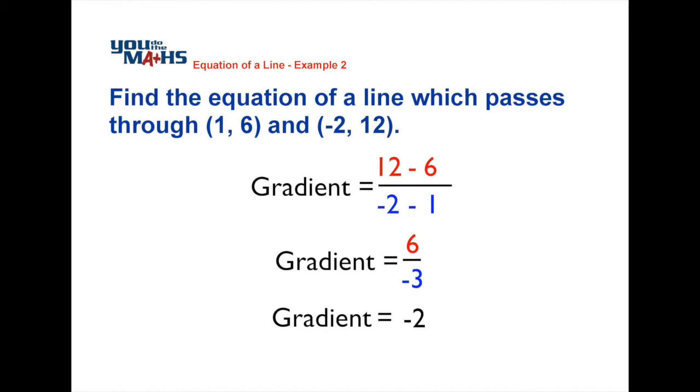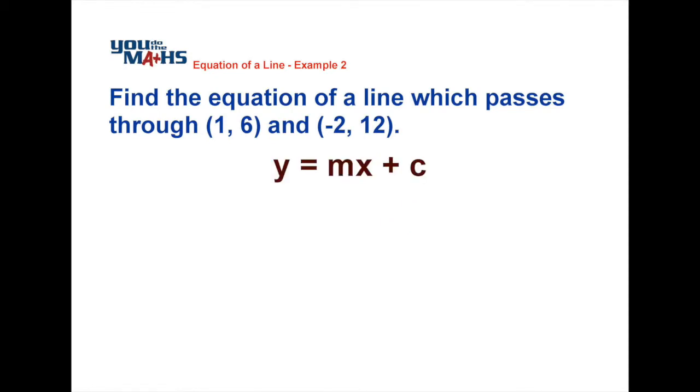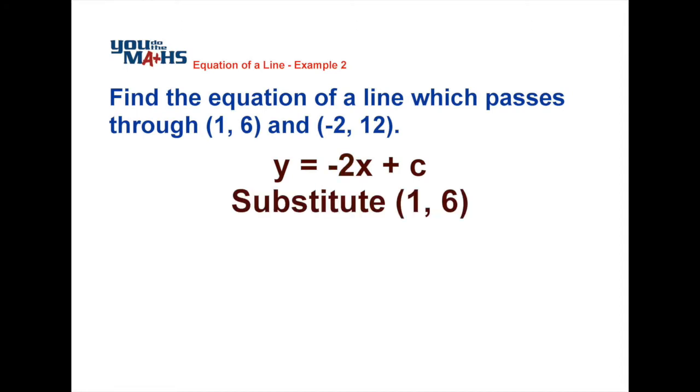We need to put that back into the formula to help us find the remaining value, which is the y-intercept. So we'll put the negative 2 where the m is. And now what we do is we substitute a point. Now I'm going to pick the point 1, 6. It could have been either of the points, simply because it's easier to substitute into the equation. So remember that the 1 represents an x value and the 6 represents a y value, so we'll substitute those in accordingly into our equation, and we'll get the next line as 6 equals negative 2 plus c.